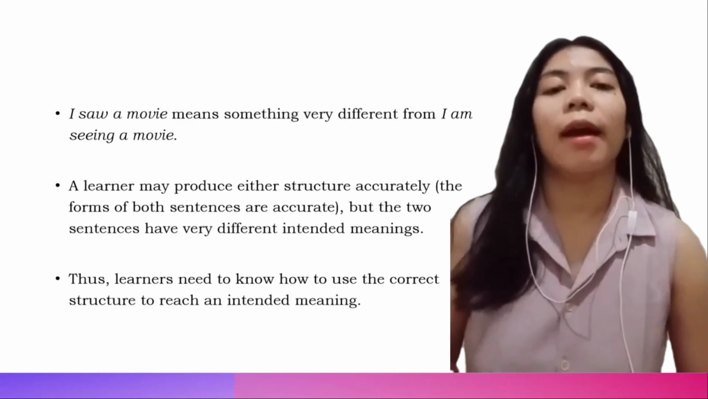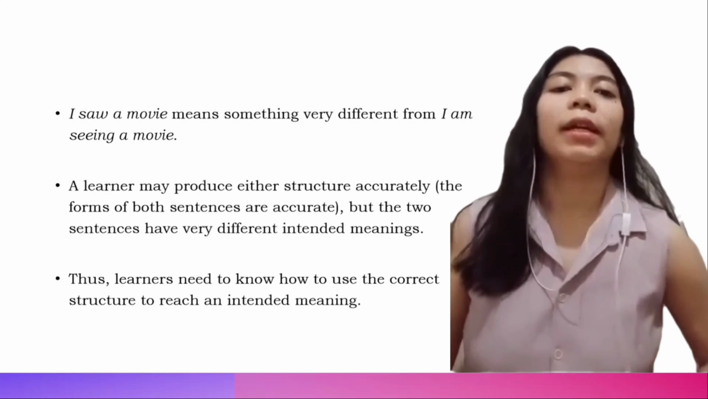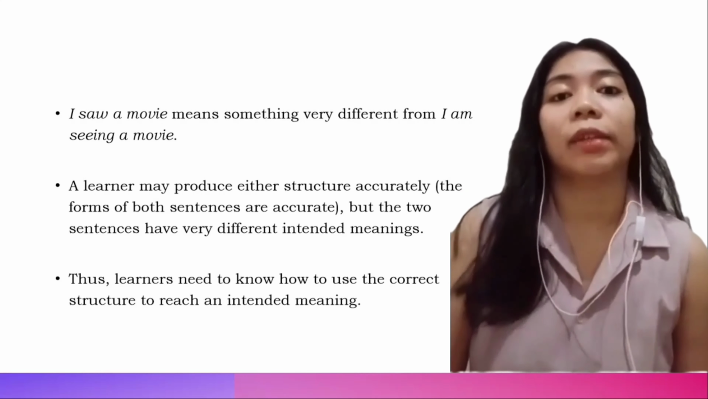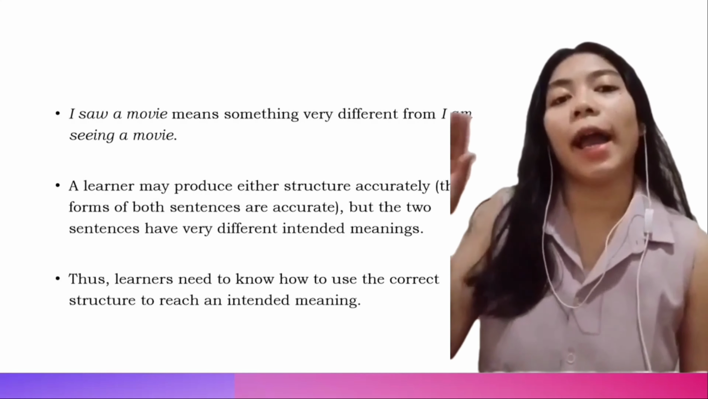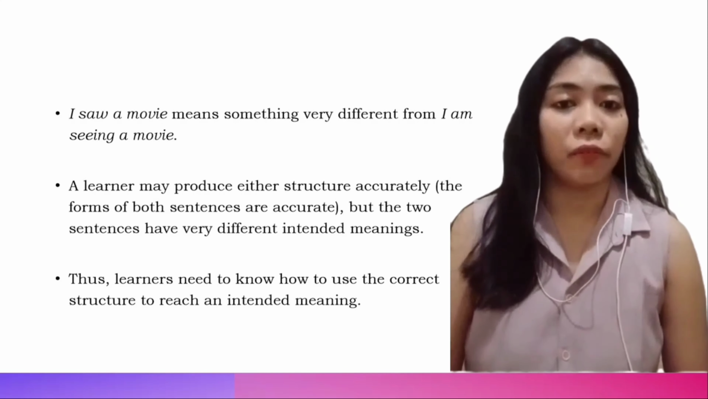For example, "I saw a movie." That means something very different from "I am seeing a movie." Let's start with the first sentence. "I saw a movie." When we say "saw," it is the past tense of "see."